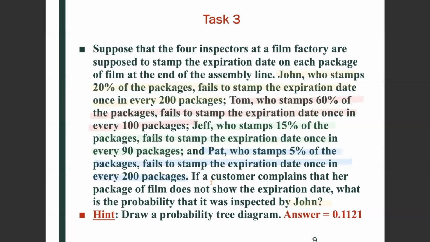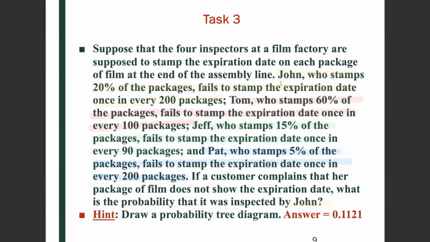If a customer complains that her package of film does not show the expiration date, what is the probability that it was inspected by John? And here's a hint: draw a probability tree diagram. First, as a little tip, I like color coding so that I can tell what information pertains to each person.